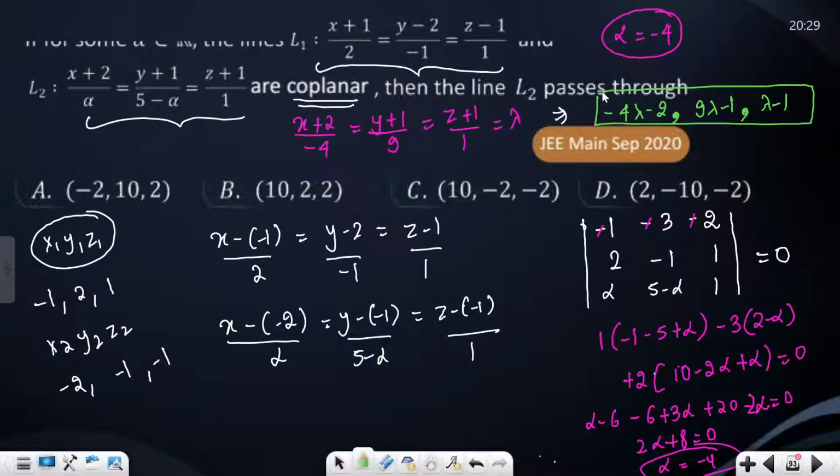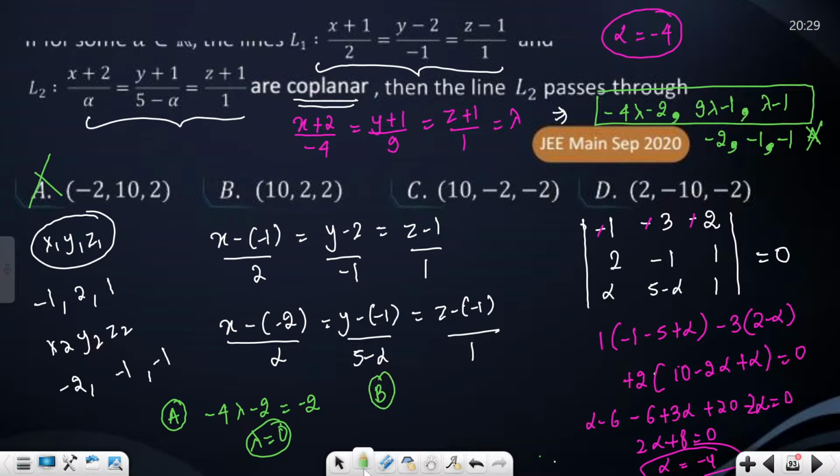So check option by option. You have to check option A now. Minus 4 lambda minus 2 is equal to minus 2. Calculate the value of lambda. Lambda becomes 0. So the moment lambda becomes 0, your answer will be minus 2, minus 1 and minus 1, which is clearly not matching with option A. So A is wrong.